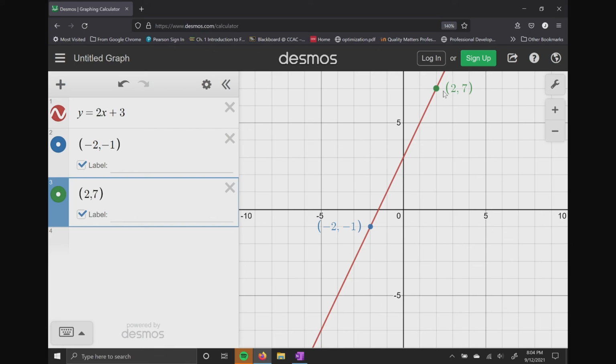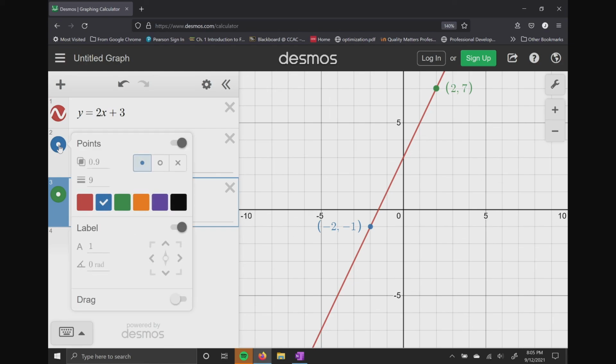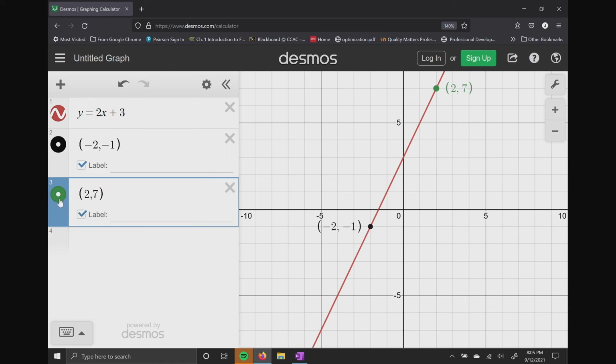What you do is you come over to where the colors are. So notice that my line is red. My first point is blue. My second point is green. If you just left click on the point and hold it in, a little window pops up, and then you can change this. You can make it black if you wanted. You could turn the label on and off. I mean, there's a bunch of little things you can do. All I do is I will just change it to black and call it a day. And I'll do that for the second one as well.